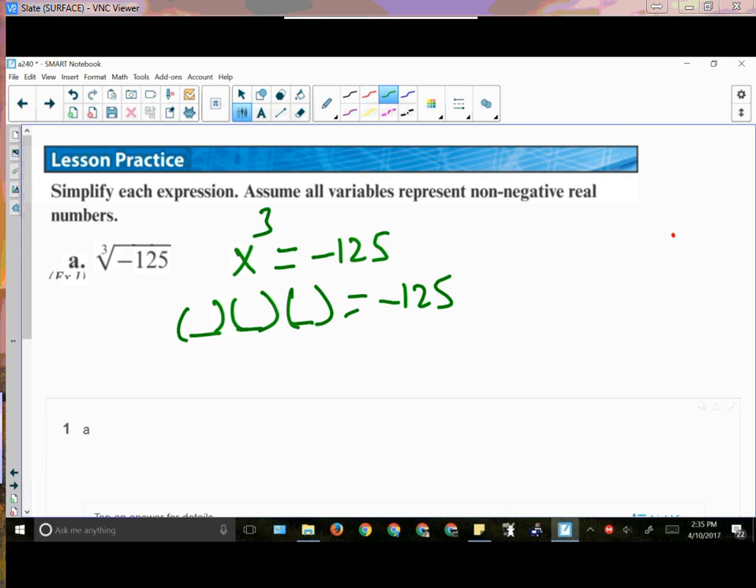Now, I said that the calculator was probably going to get in your way more than anything else, simply because it's got to be a small number and it's got to end in a 5. So 5 times 5 is 25. 5 times 25 gives me 125. Just that simple.